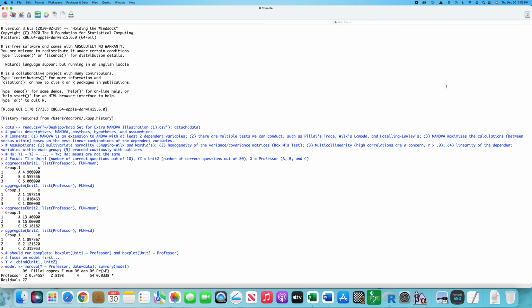So the assumptions that we want to test: we want to test multivariate normality. We'll want to test univariate normality using Shapiro-Wilk and using Mardia's test of multivariate normality. More about that in just a second. We'll want to test homogeneity of the variance-covariance structure using Box's M test. Want to test multicollinearity. That's really easy. And we need linearity of the dependent variables within each group. And we'll test outliers as well. If we have mild outliers, I say proceed with them. If we have extreme outliers, you probably want to delete those.